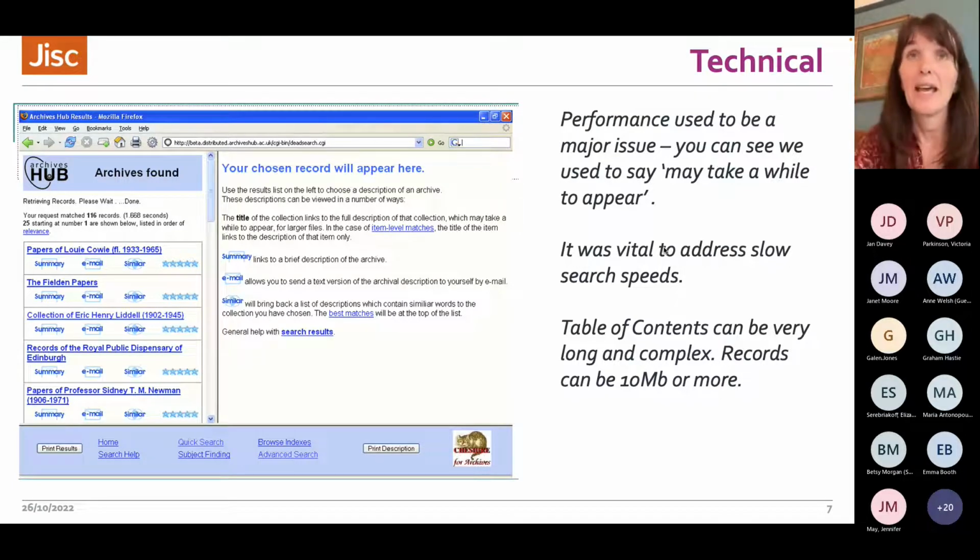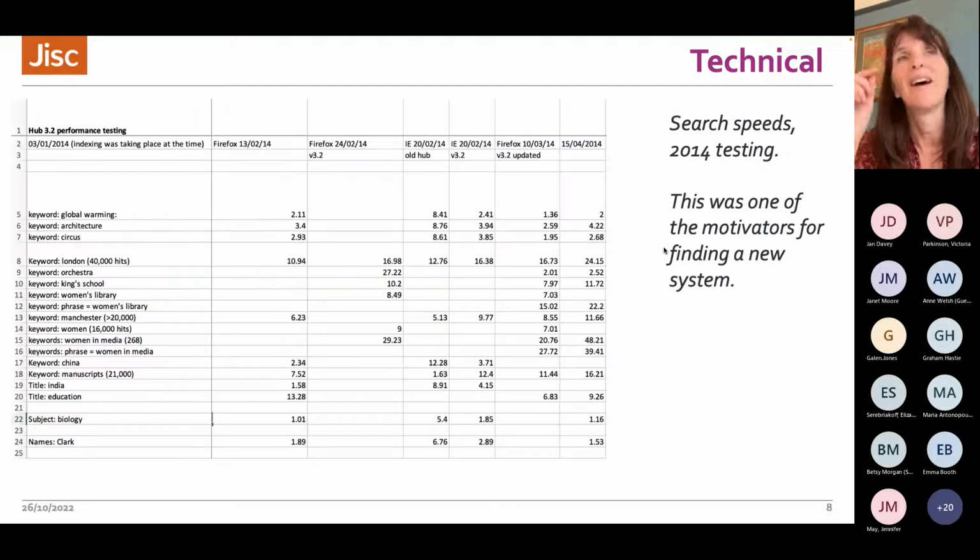In fact, in the old days, we had a summary description and a detailed description. And it was the detailed description that would take a long time. Within archives, as I'm sure many of you know, a description can be very large. It can have a very large table of contents with a number of levels within it. So you can get up to 10 megabytes or more sometimes for a description. So yeah, this was a real problem.